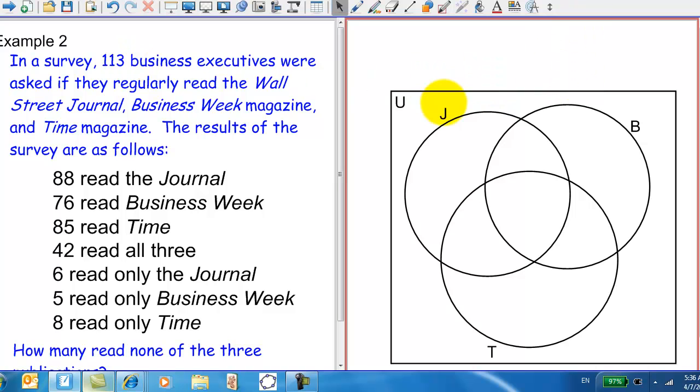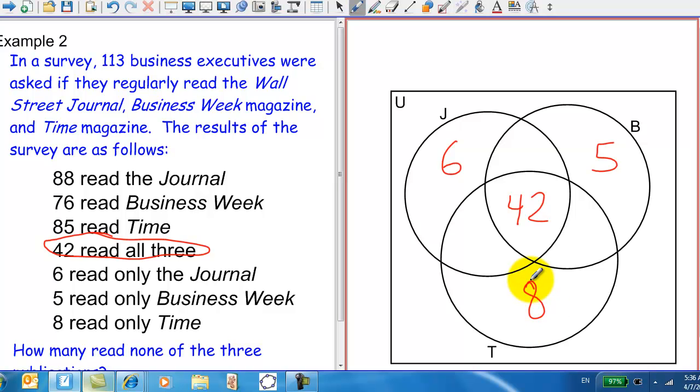113 altogether, but let's start with this in the very middle here. 42 read all three. That's really going to help. Starting with this, the triple overlap there. There's the 42 in the middle there. And then 6 only read the journal, so we can fill in this space here with a 6. And 5 only read Business Week, and 8 only read Time.